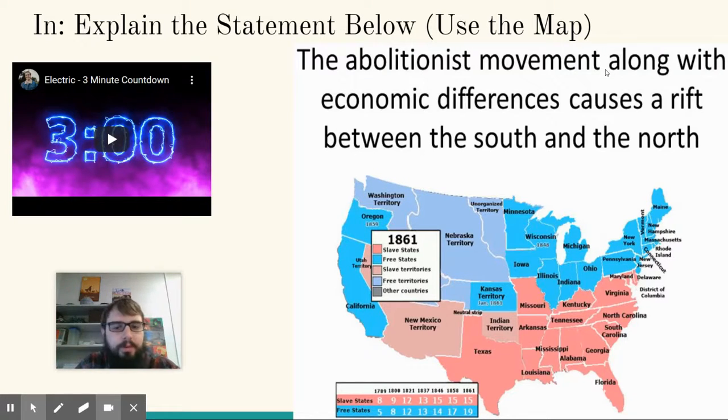South and the North. So I want you to use this map to explain why the abolitionists are helping cause a rift between the North and South. Take about 3 minutes. Use any piece of evidence you can from this map, jot down under your in, and then we will probably discuss this if you are in class. Pause video.